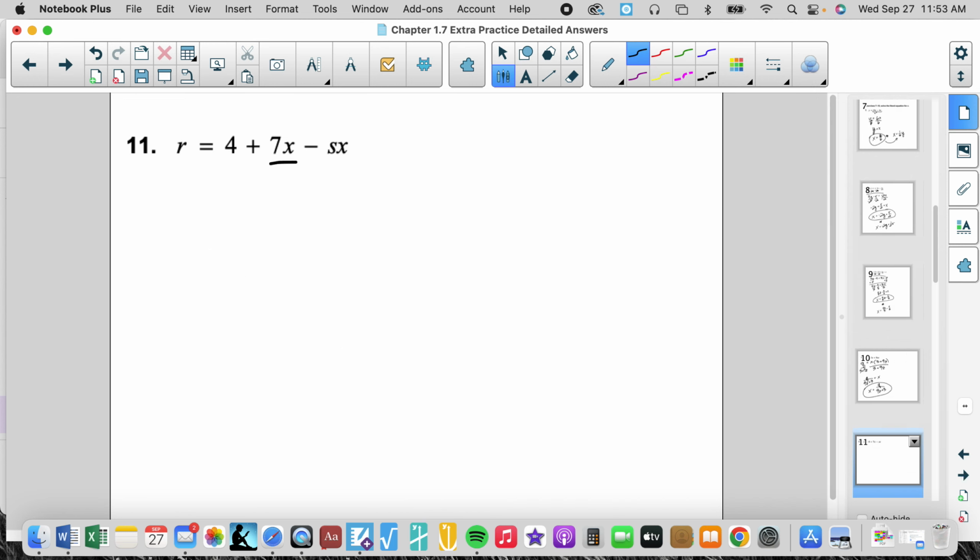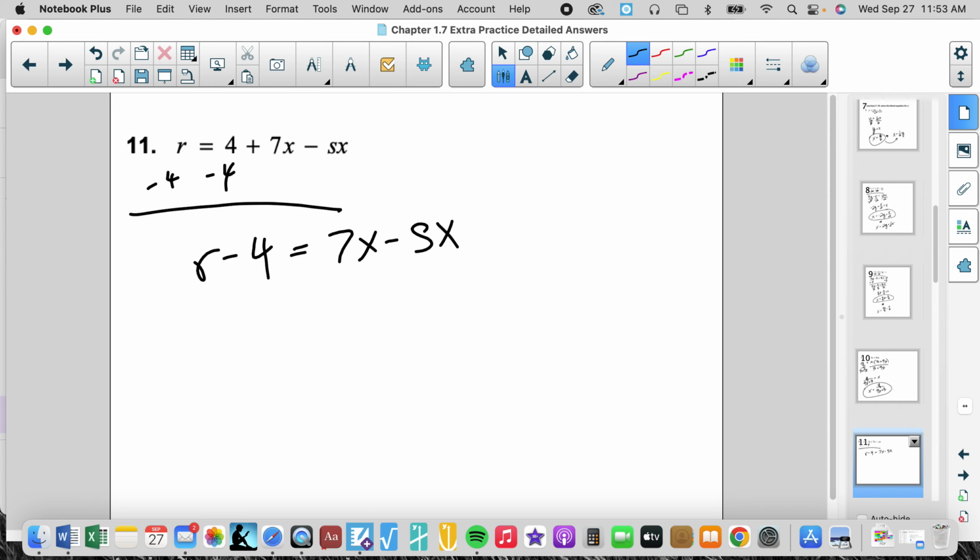We again have multiple x's that are not like terms. So I'm going to first move the 4. So I get r minus 4 equals 7x minus sx. So I'm going to factor out an x. If I pull an x from that, I get 7 minus s. Check it. 7 times x is 7x. X times negative s is negative sx.